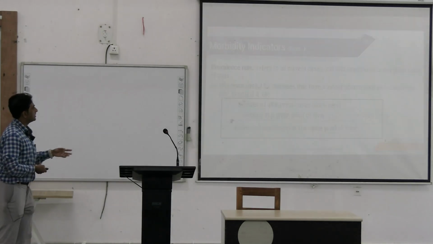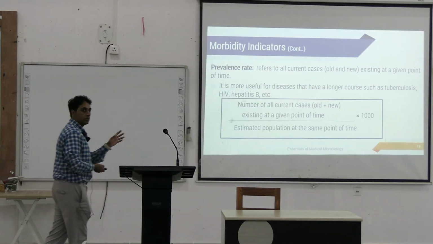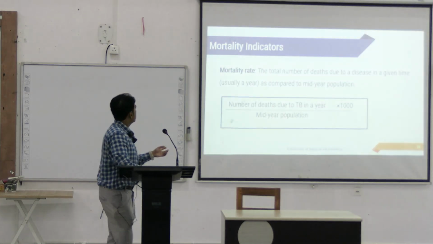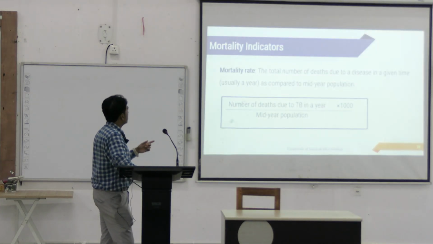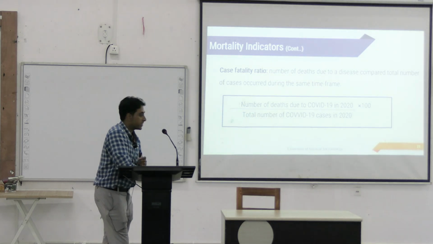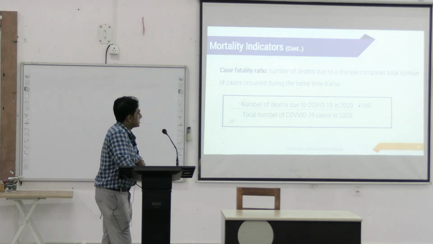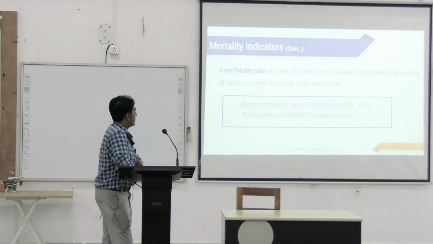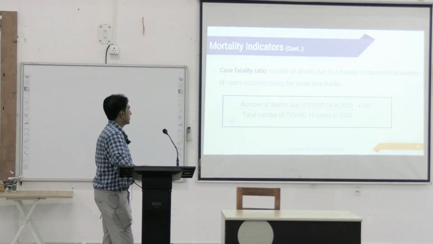এর আগের গুলো, ইনসিডেন্স রেট, মর্টালিটি রেট আর প্রিভ্যালেন্স রেট গুলো ছিল সমস্তগুলো মাল্টিপ্লাইড বাই 1000, কিন্তু কেস ফ্যাটালিটি রেশিও, এটা মাথায় রাখিস, here the multiplication factor is 100, not 1000. This is the number of deaths divided by the total number of cases. Okay.